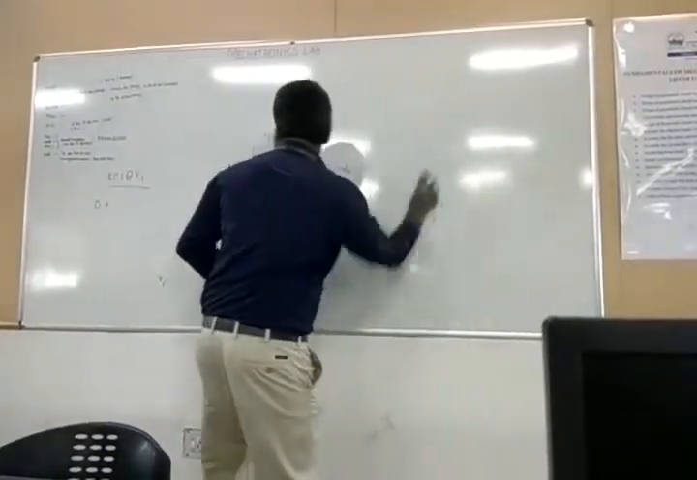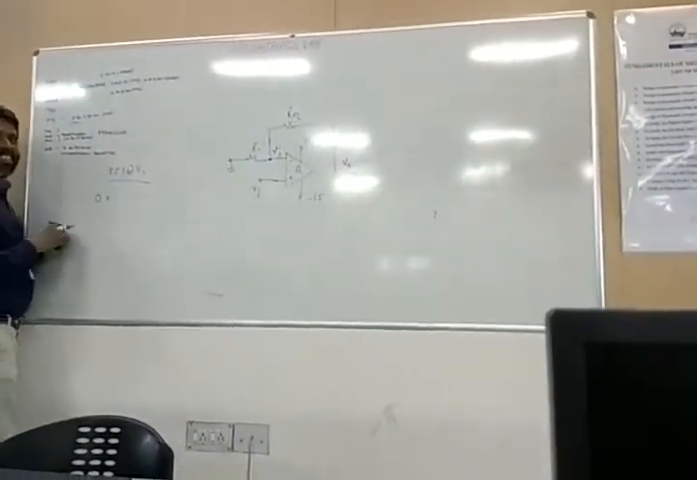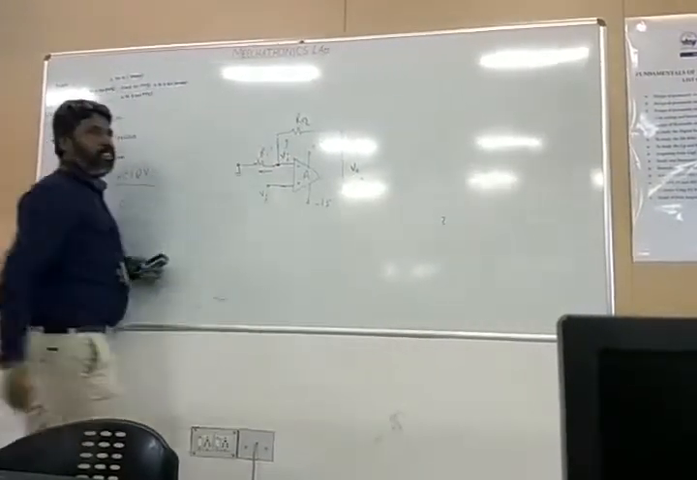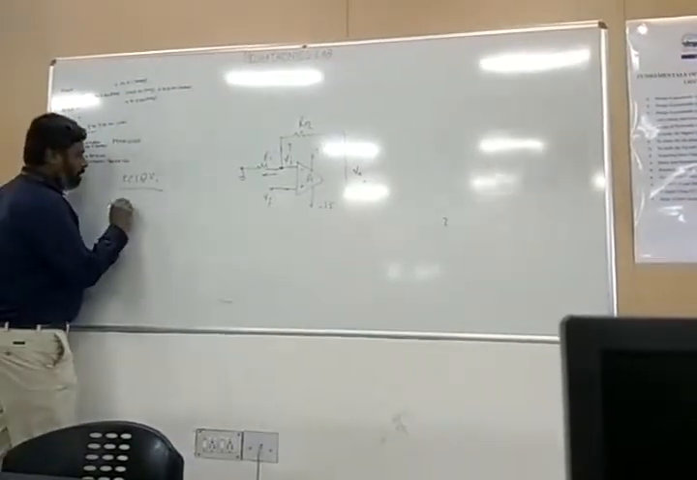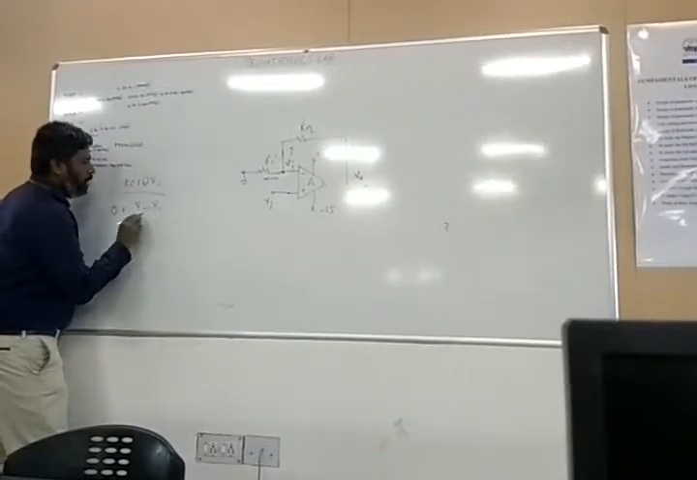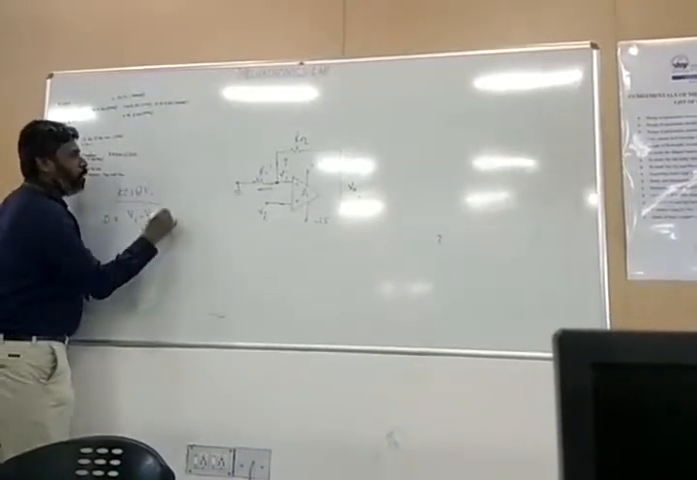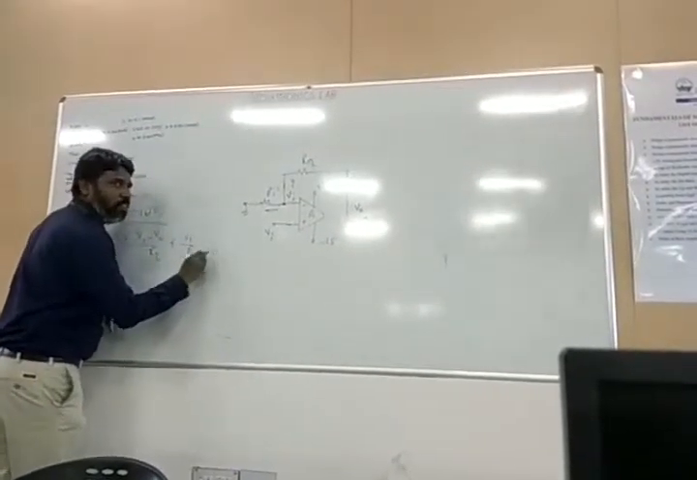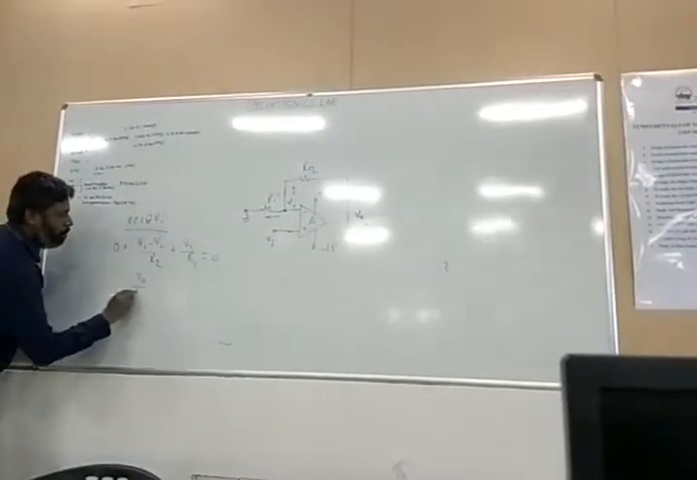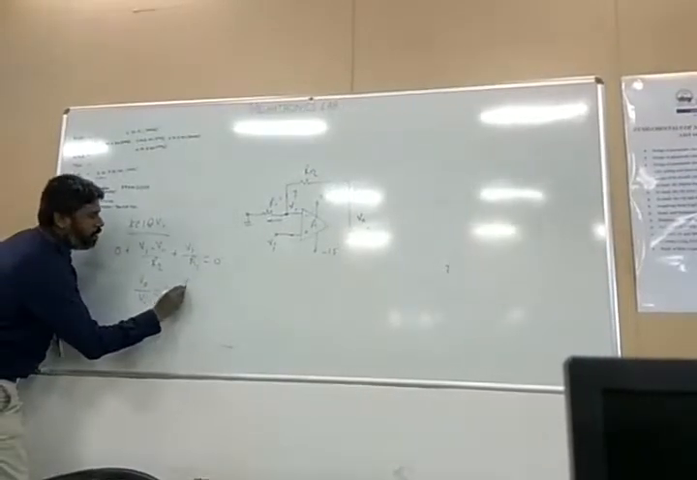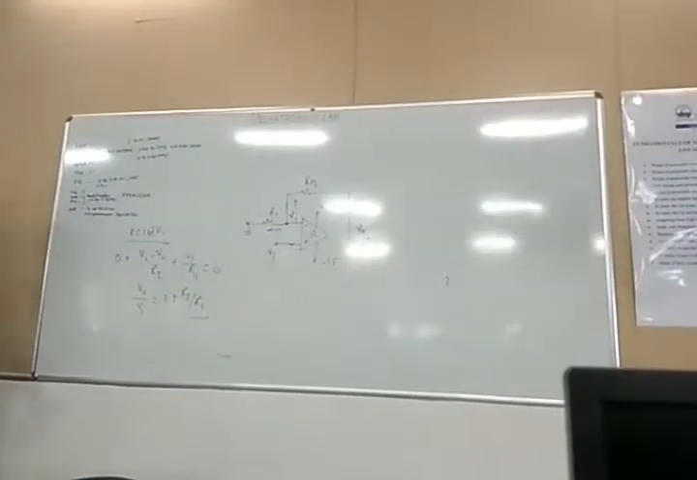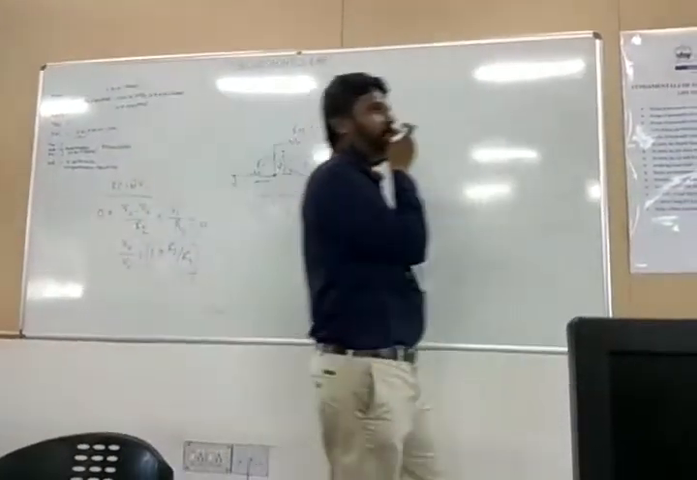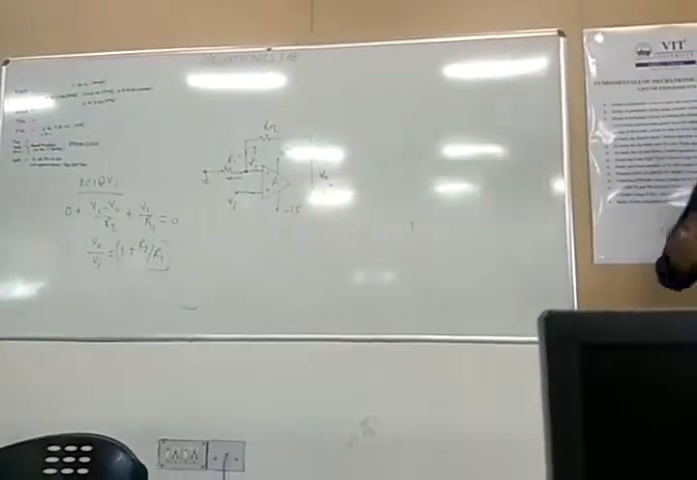Now you tell me, what is the current through R2? V0 minus V. My assumption is that all currents are leaving. Now you tell me, V A minus V0 by R2. What is the current through R1? VI by R1, that's it. Is there any other current? No. So now what does V0 by VI become? 1 plus R2 by R1. Clear? This expression has no sign change. Obviously it's not inverting the signal, correct? It's called a non-inverting amplifier.